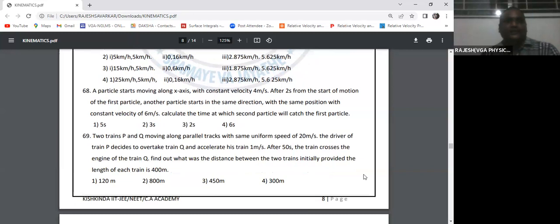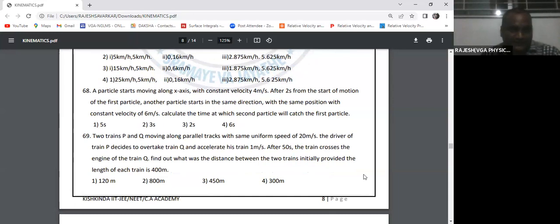Next one, a particle starts moving along x-axis with constant velocity 4 meters per second. After 2 seconds from the start of the motion of the first particle, another particle starts in the same direction from the same position with constant velocity of 6 meters per second. Calculate the time at which the second particle will catch the first particle.